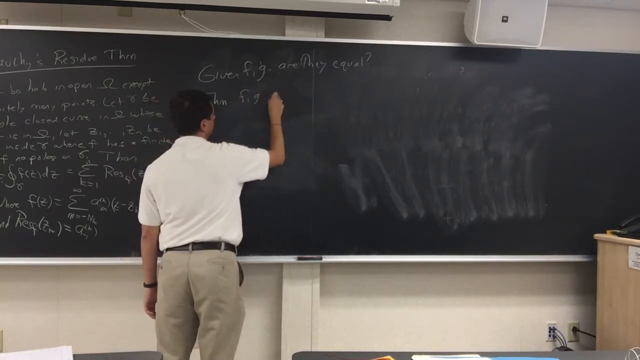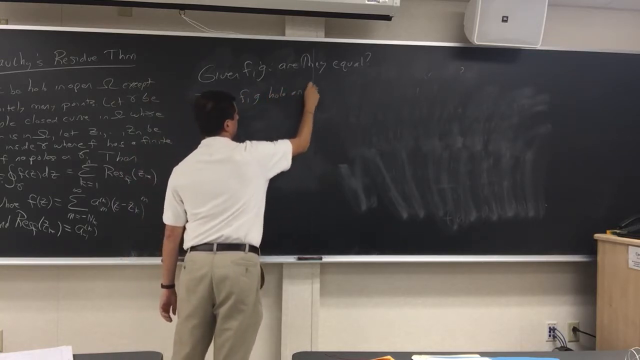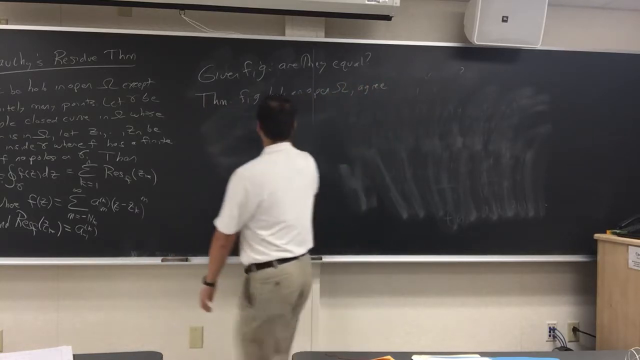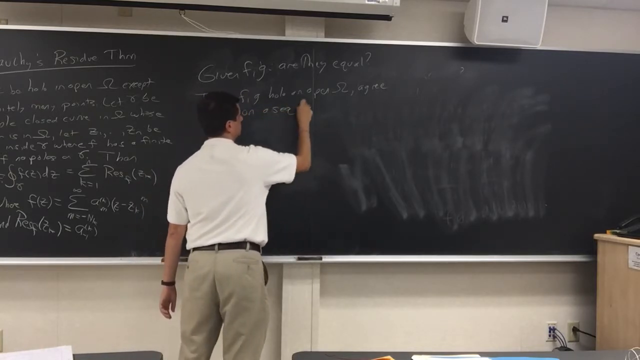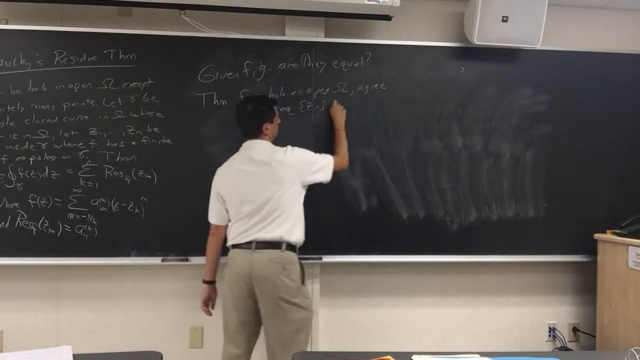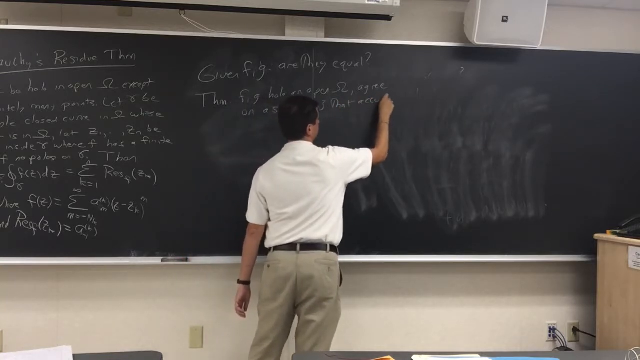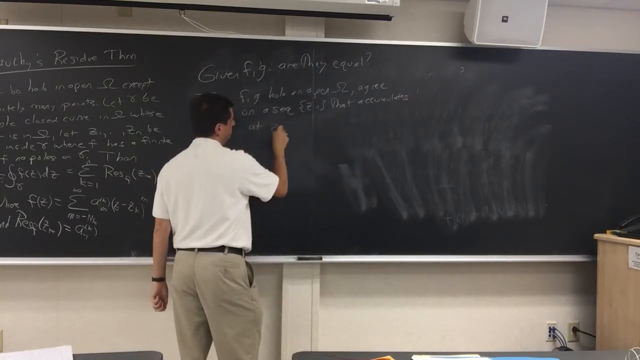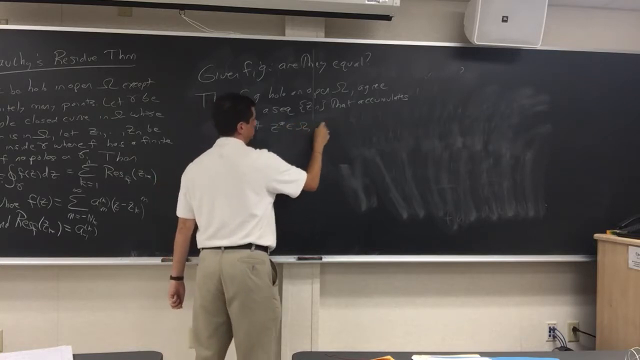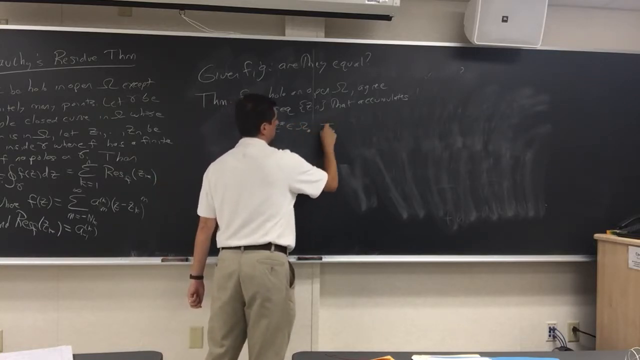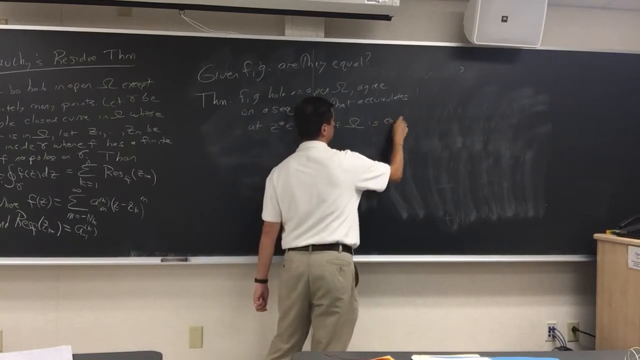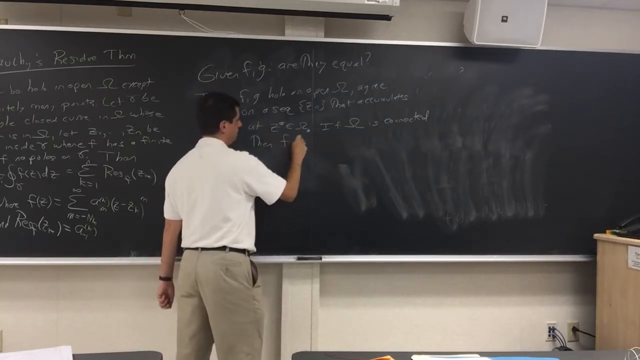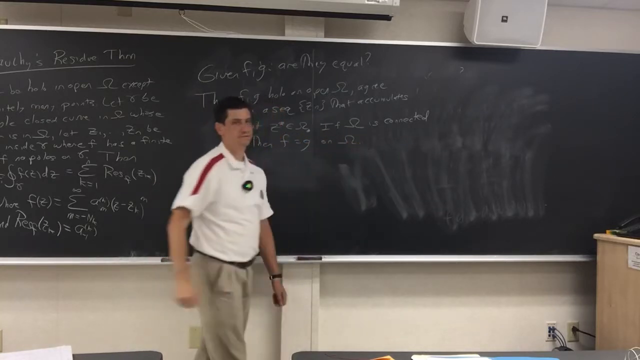Let f, g be holomorphic on open omega, and agree on a sequence z_n that accumulates at some point z star in omega. If omega is connected, then f equals g on omega.